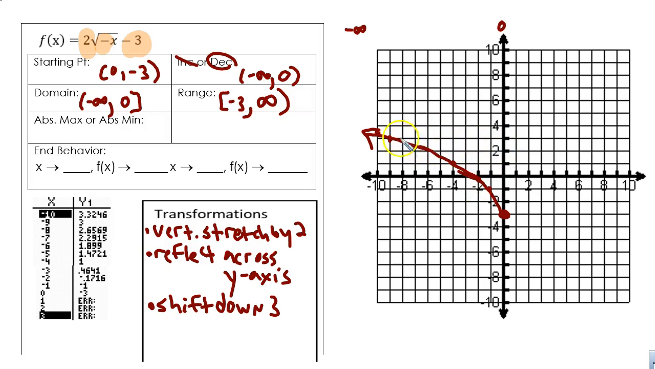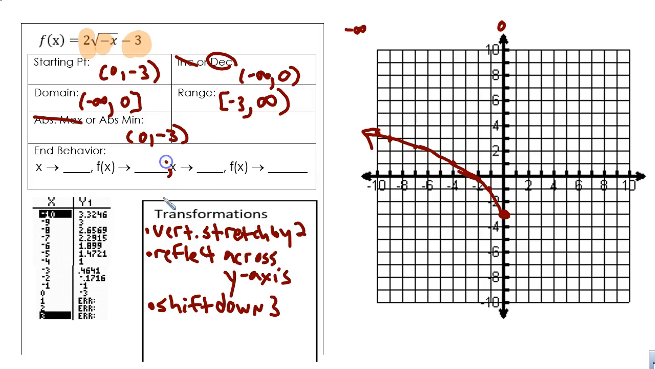There are coordinates on this function that have those y values. All right, do we have an absolute max or min? Well, since there is a lowest point, that means our minimum is an absolute minimum at 0 comma negative 3.